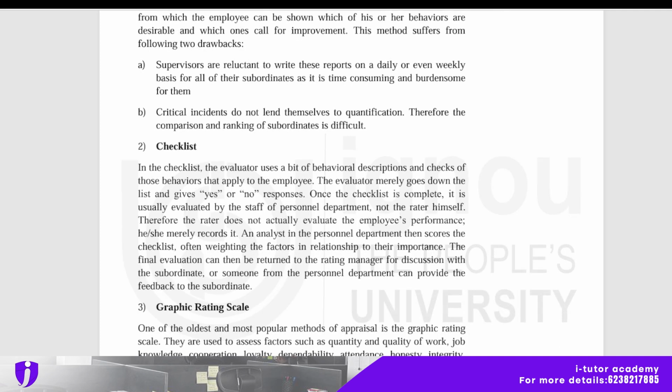Second is the checklist. In the checklist, the evaluator uses a list of behavioral descriptions and checks off those behaviors that apply to the employee. The evaluator merely goes down the list and gives yes or no responses. Once the checklist is complete, it is usually evaluated by the staff of the personnel department, not the rater himself.